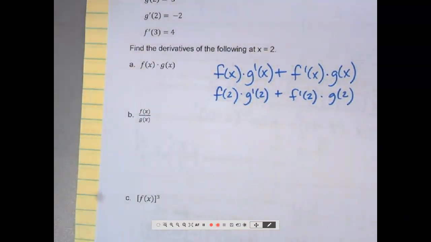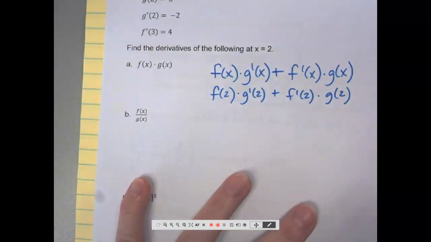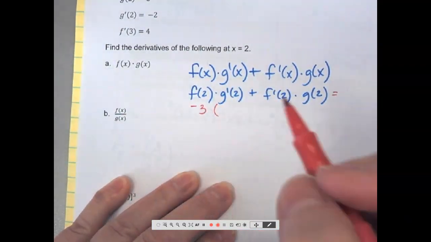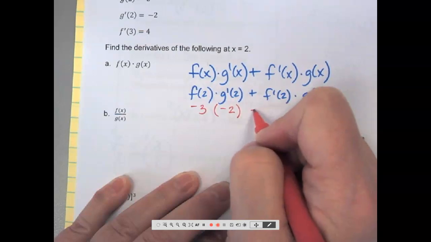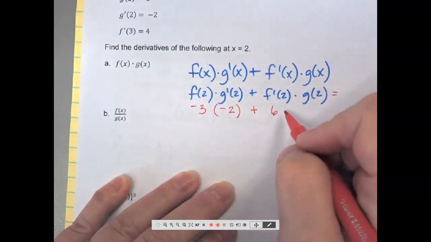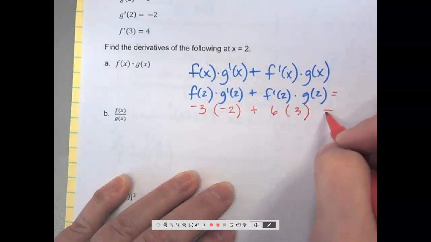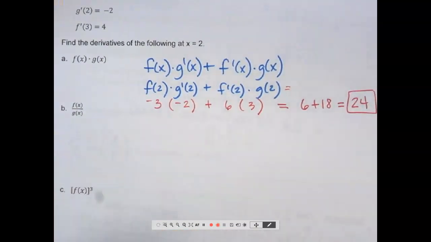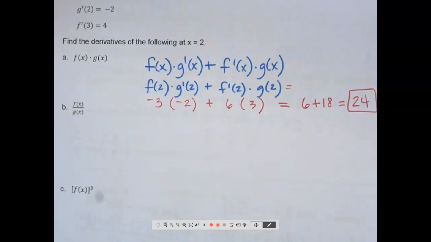Okay, then I'm going to go up and hand pick all these values. So f of 2 is negative 3. G prime of 2 is negative 2. F prime of 2 is 6. And g of 2 is 3. 6 plus 18, 24. Okay, so you could have done that yesterday, right? That's nothing new right there.